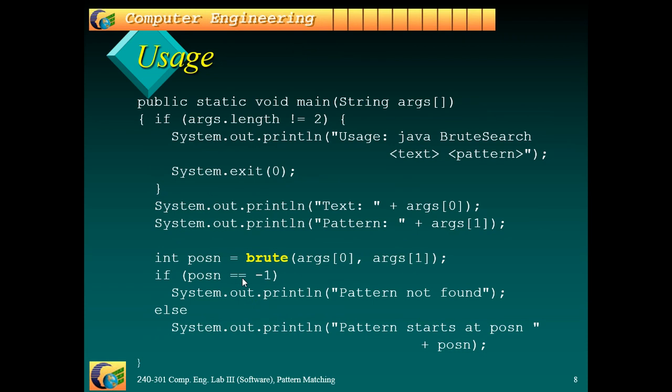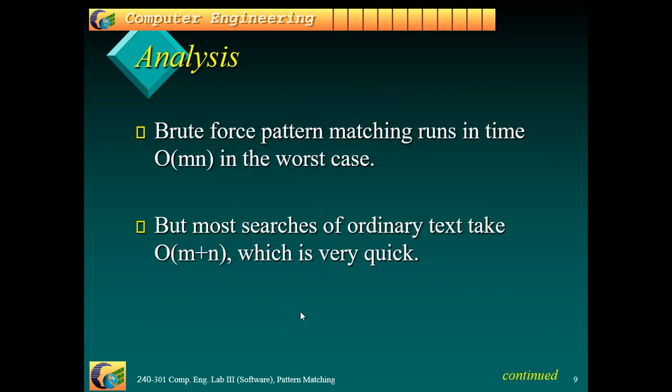Here you can see we are calling that brute force function by passing the strings that we give as arguments during the command line. First is the text and another one is the pattern. This is a Java program that you can rewrite in C++ as well. As part of your lab, I have given it in C++ anyway.